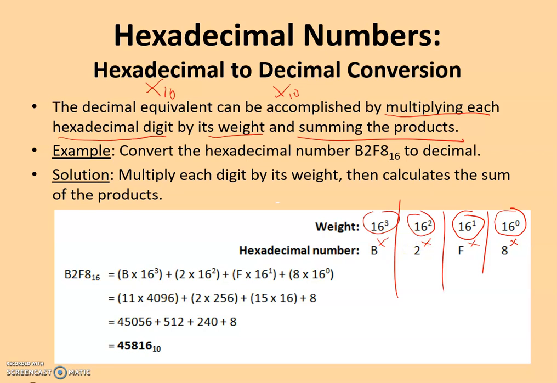So B times 16 to the power of 3. You have to know that B is actually 11, so it's good if you can memorize a bit. Then 2 times 16 to the power of 2. F is actually 15, so times 16 to the power of 1, and 8 times 16 to the power of 0. You sum it, and you have 45816 in base 10.